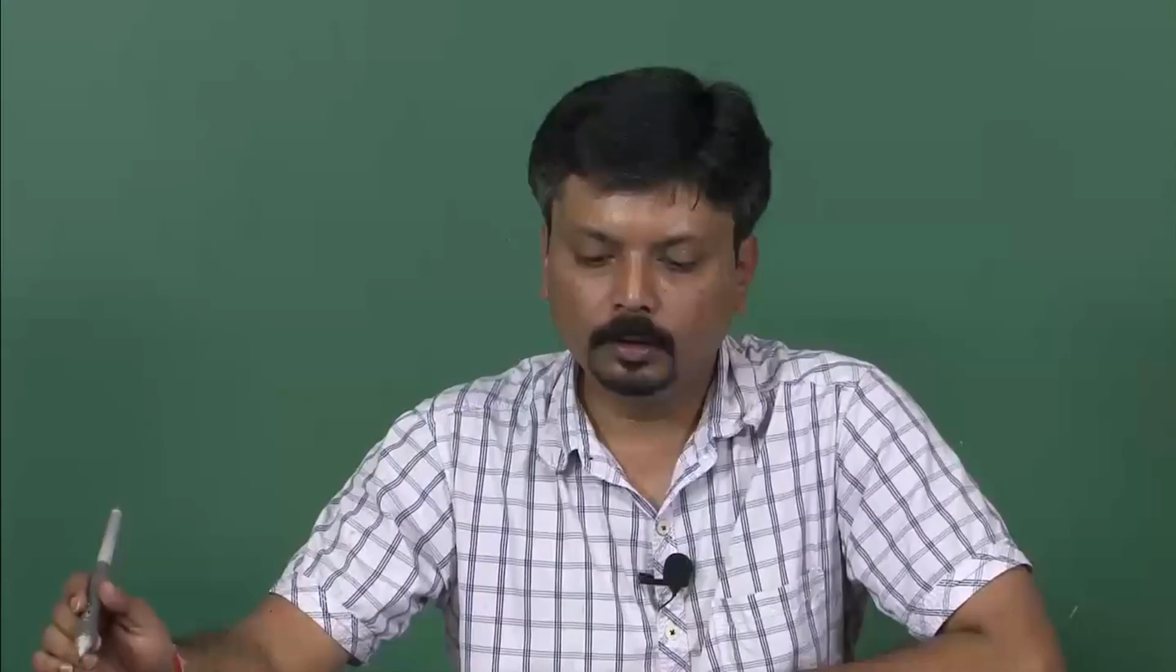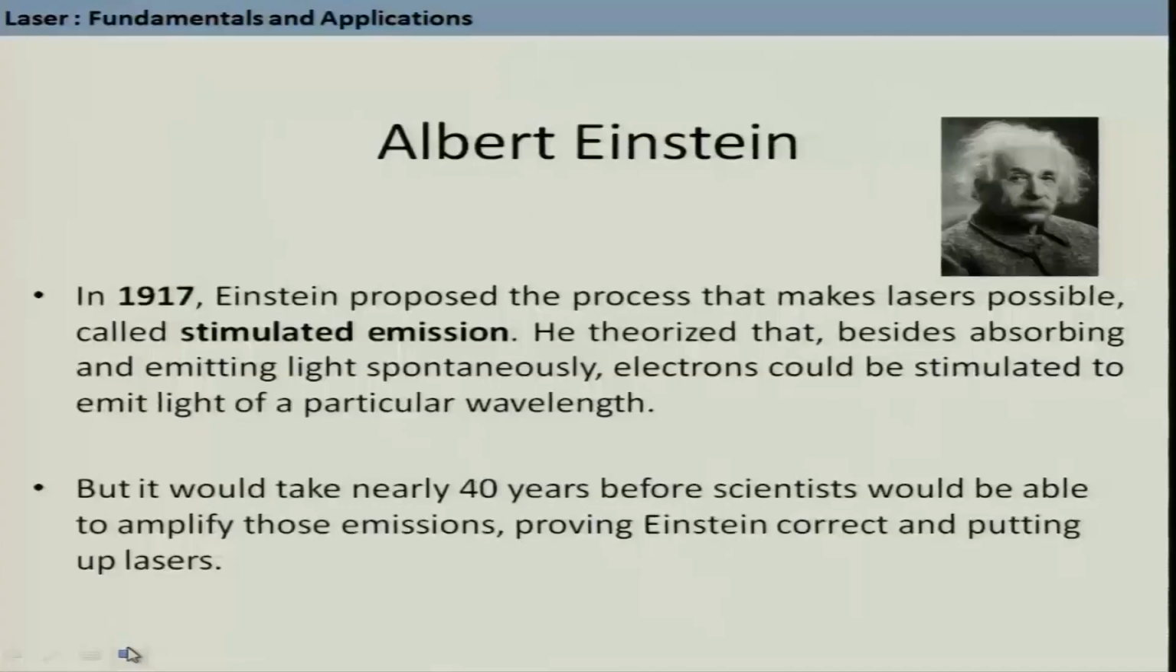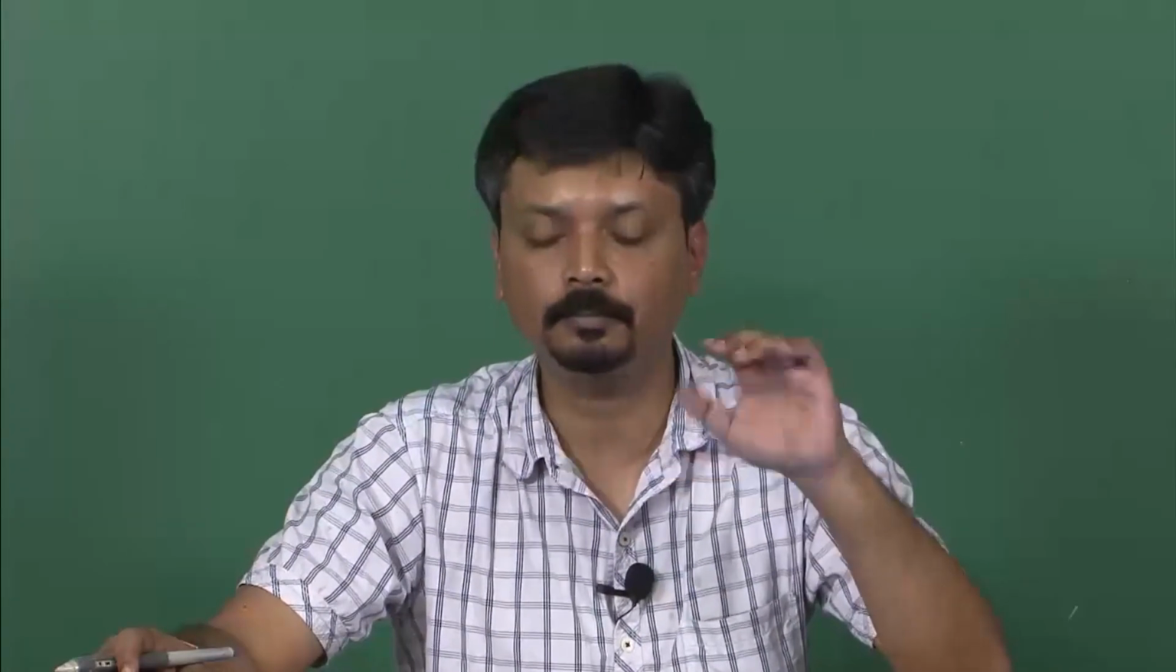Now, the main idea of something like laser came from a work of Albert Einstein again. In 1917, he first talked about stimulated emission. We will talk about that in a while. What he said was that before quantum mechanics, people knew about absorption of light, they knew emission of light without any external perturbation. That means emission spontaneously, or spontaneous emission.